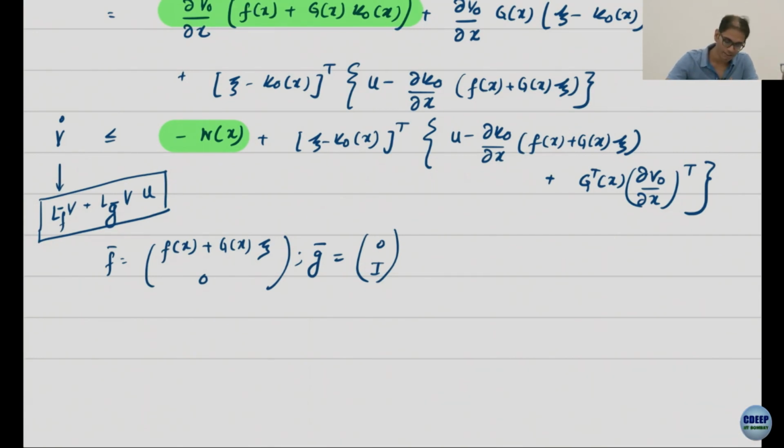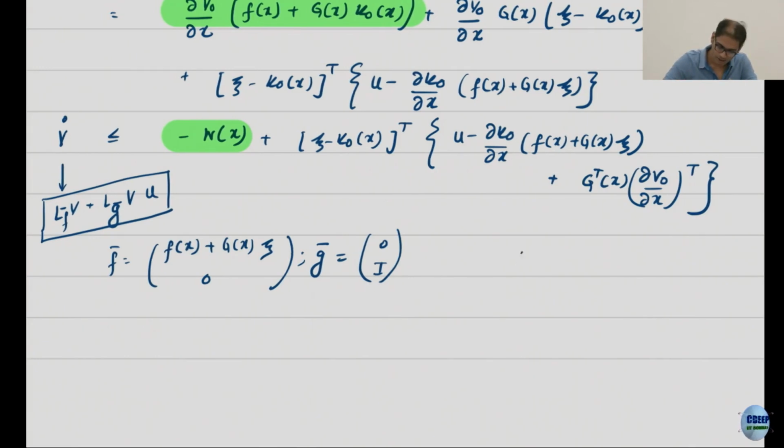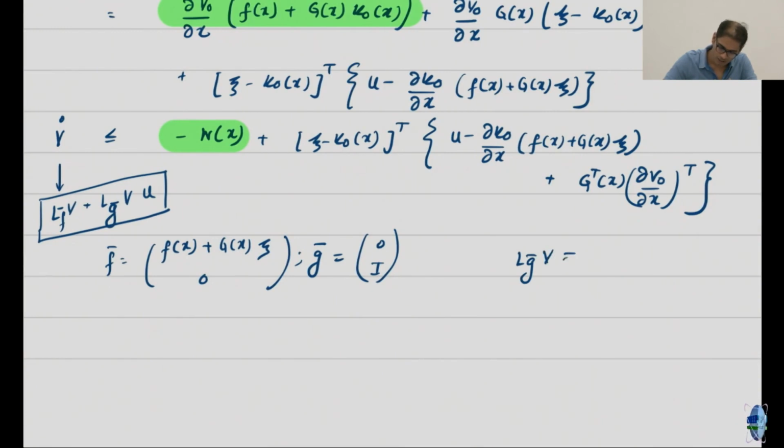If you look at this expression, what do I need to claim that this V is a CLF? Not g bar and f bar. Nothing to do with g and f, g bar and f bar, or g and f at all, right? In the sense, there is something more. L_g bar V equal to 0 means L_f bar V is less than 0. Yeah, not just g bar and f bar. They have no role as such. Okay, so this is what I need to claim.